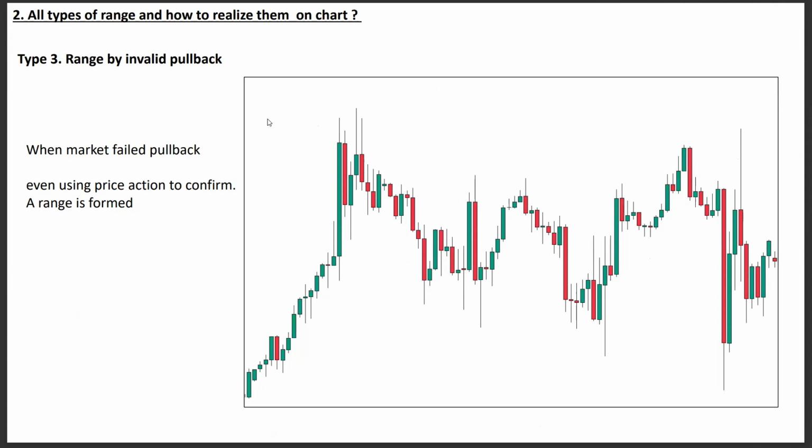Now, an invalid pullback. This is the pullback I'm talking about, Seth. When this happens, this first candle shows you a pullback, but price does not continue to show you a valid pullback. Price came back and created a range, meaning two candles closed within this first pullback candle. That means a range has been formed, and you need a valid breakout to break out of the range.